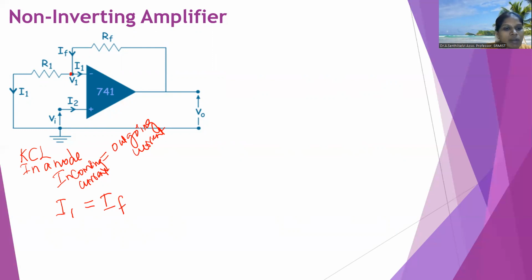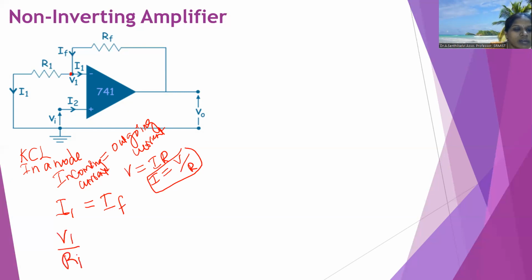So again we are coming to Ohm's law. V equal to IR, I equal to V by R. We are going to use this format. So we know I1 equal to V1 divided by R1. See here, the other end is connected to the ground only. So I1 equal to V1 by R1.